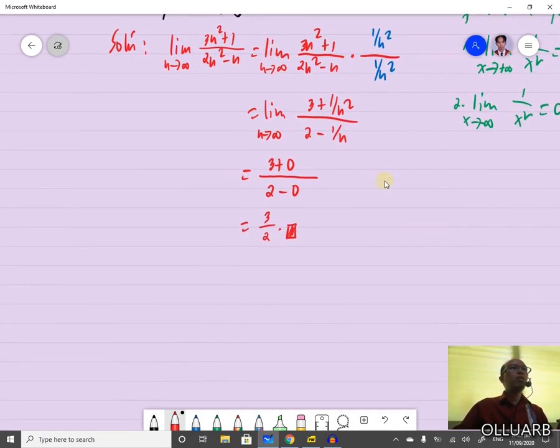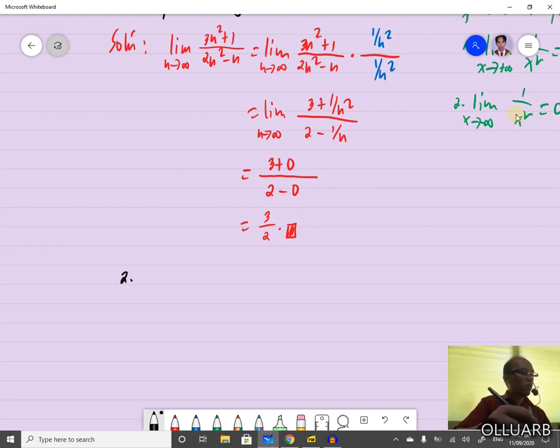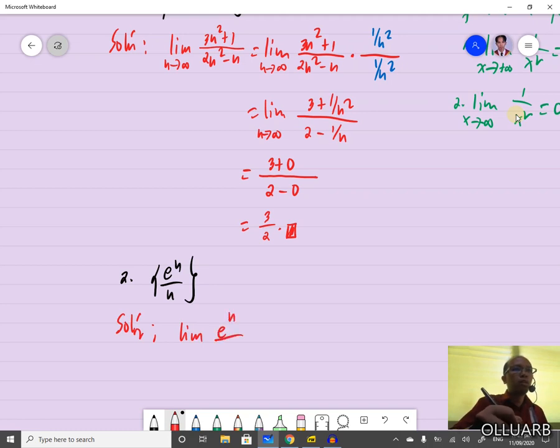For number 2, let's try number 2. We have e to the n over n. So solution, get the limit as n approaches infinity. So what is the value of this problem as n approaches infinity?